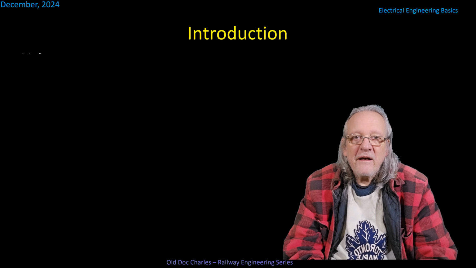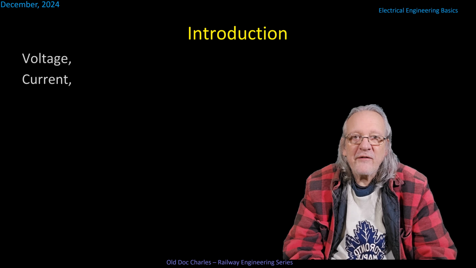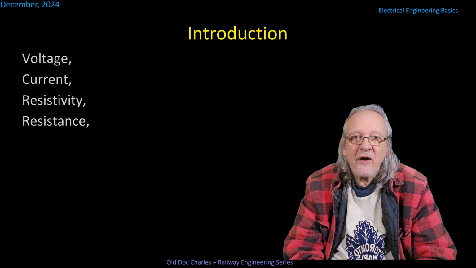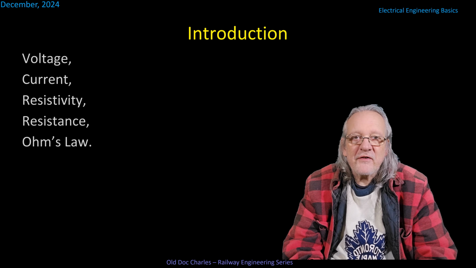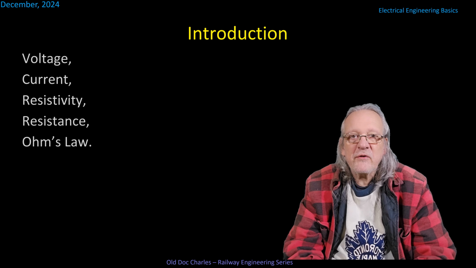So to begin with, I'm going to talk about voltage. I'm going to describe what it is and where it comes from. We'll then look at current and we'll describe what it is and where it comes from. And we'll talk about resistivity, which is a material property, and it affects the resistance of an object. And we'll describe what resistance is and where it comes from. And finally, I'm going to talk about Ohm's law, which is the fundamental underpinning equation for most of what you're going to do in electrical engineering.